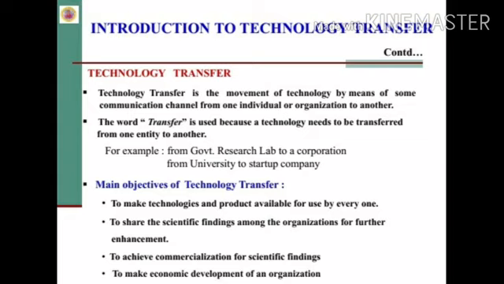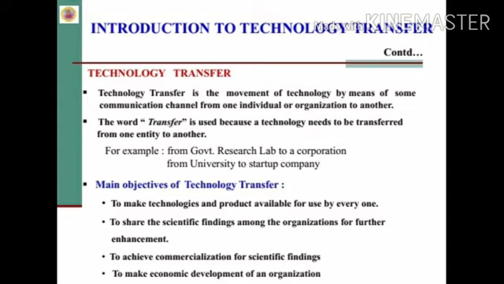So let us see what are the main objectives of technology transfer. Here there are four major objectives for technology transfer. One is to make technologies and products available for use by everyone. So everyone has to utilize available technology. There's another objective, to share the scientific findings among the organizations for further enhancement. For further improvement purposes, the scientific findings have to be shared among the organizations.